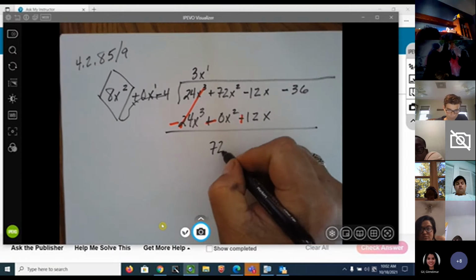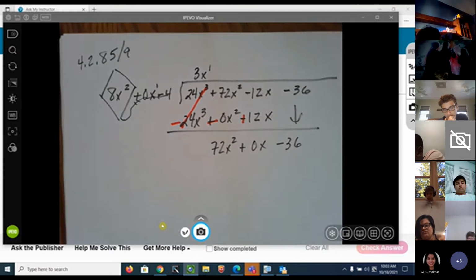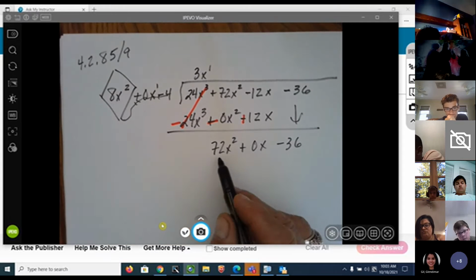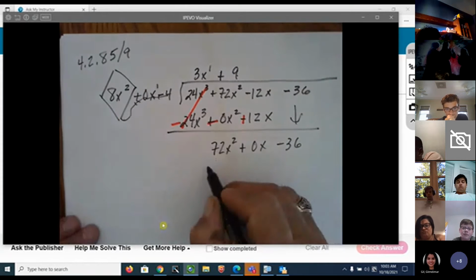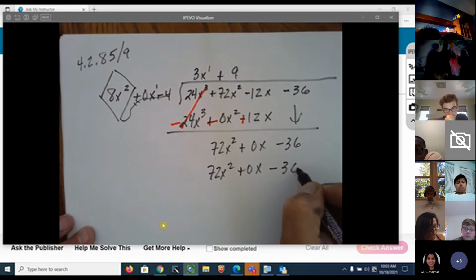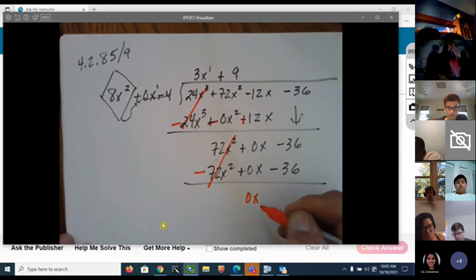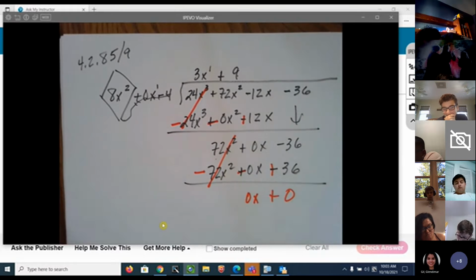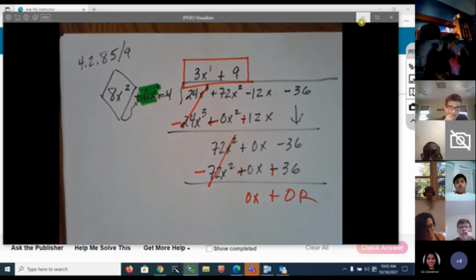So 72x squared, negative 12 plus 12 is 0x, and 36 comes down to help out. Somebody tell me how many times 8x squared will go into 72x squared? Plus 9. 9 times 8x squared is 72x squared. 9 times 0 is 0x. 9 times 4 is negative 36. Oh my, we're going to have 0 remainder. That goes out. 0x plus 0 remainder. That's a perfect test question because it's not too difficult and it's not too simple. All I had to add was that 0x to the first. And that's it.